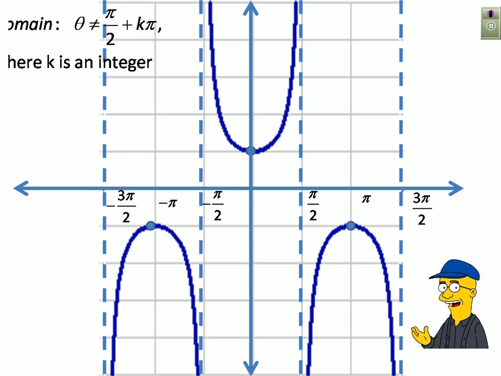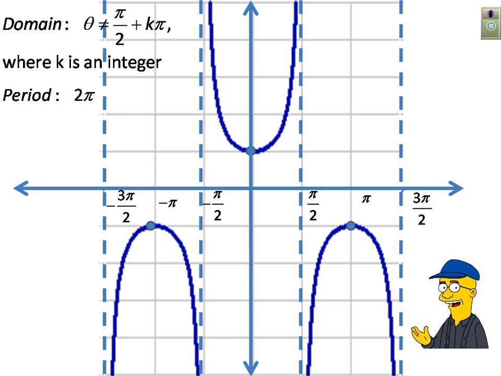Now just some things we want to observe. The domain: theta cannot be equal to pi over 2 or pi over 2 having any multiple of pi added to it. Now that's an integer multiple of pi. So theta does not equal pi over 2 plus k pi. And you can see that from the graph. Definitely those values where we have asymptotes are not part of the domain.